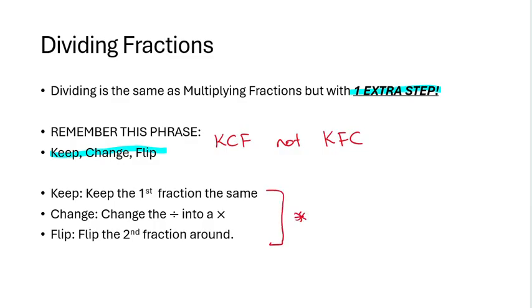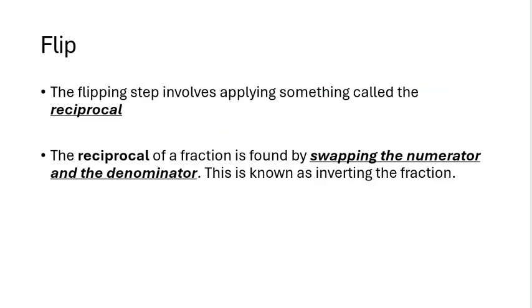Change means change a division sign to a times. Flip means flip the second fraction around. Now, what do we mean by flipping the second fraction? Flipping the second fraction just involves something called the reciprocal. What that means is you're going to swap the numerator and the denominator positions, okay? For example, if A is the numerator and B is the denominator, you're just going to switch their positions. So it now becomes something like B over A. That's what it should look like.